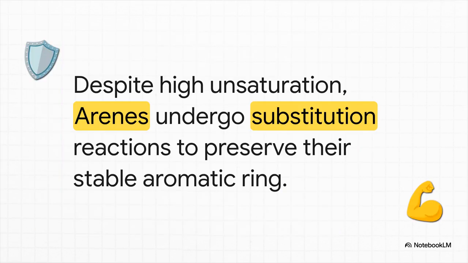And now for the big plot twist, which comes from our celebrity family members, the arenes. You'd think, because they're so unsaturated, they would love addition reactions, right? But nope, they hate them. That aromatic ring is so unbelievably stable that the molecule will do pretty much anything to protect it. So instead of breaking those bonds to add new atoms, it prefers to just swap one out on the outside, a substitution. It will fight tooth and nail to preserve that special stability.